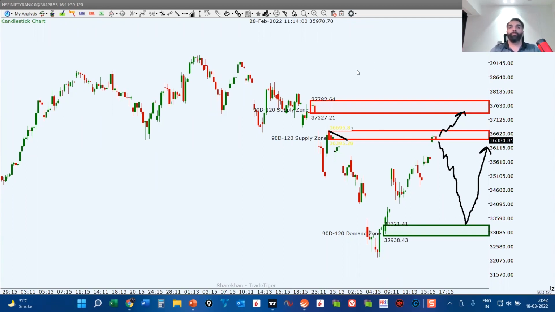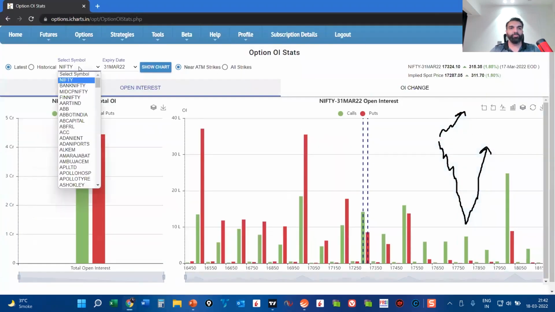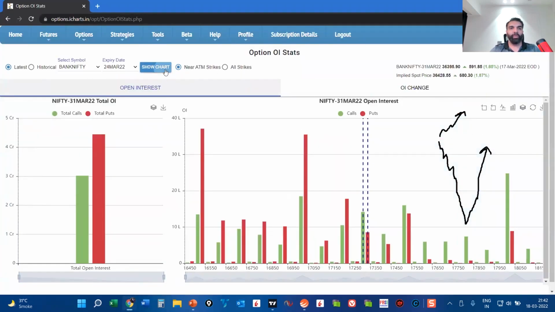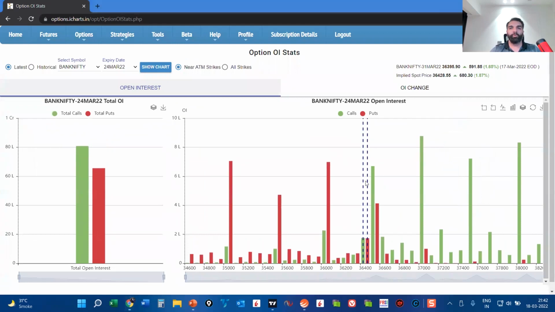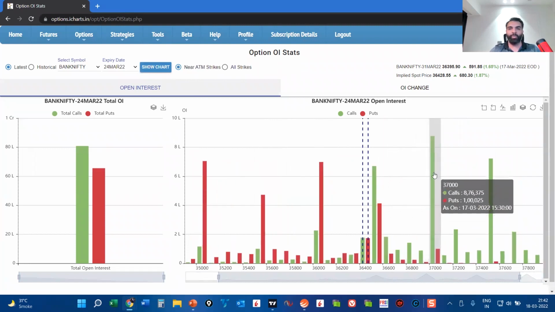Let's look at the open interest levels for the Bank Nifty. So I'm just going to change this to the Bank Nifty chart. All right, so let's look at it from the weekly options expiry perspective. So right now, the highest open interest is around 37,000 odd levels on the call side. So the market participants are expecting the price to trade below 37,000.